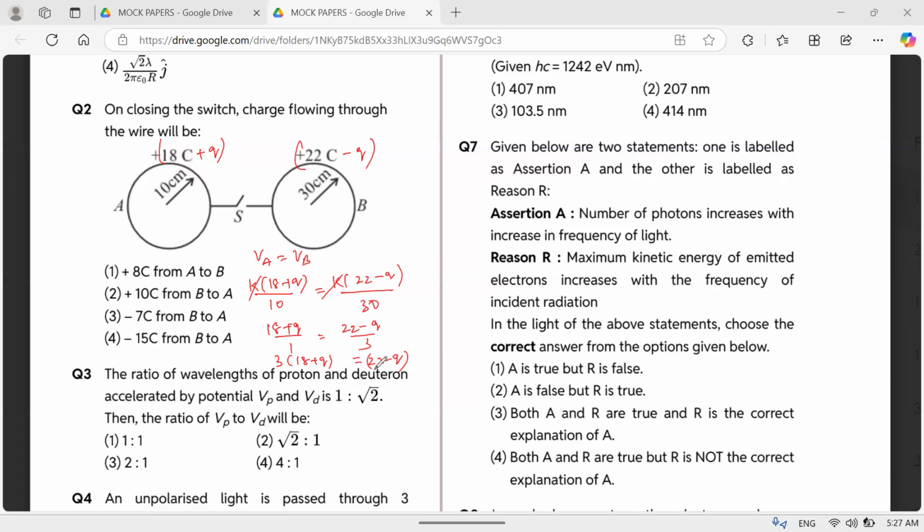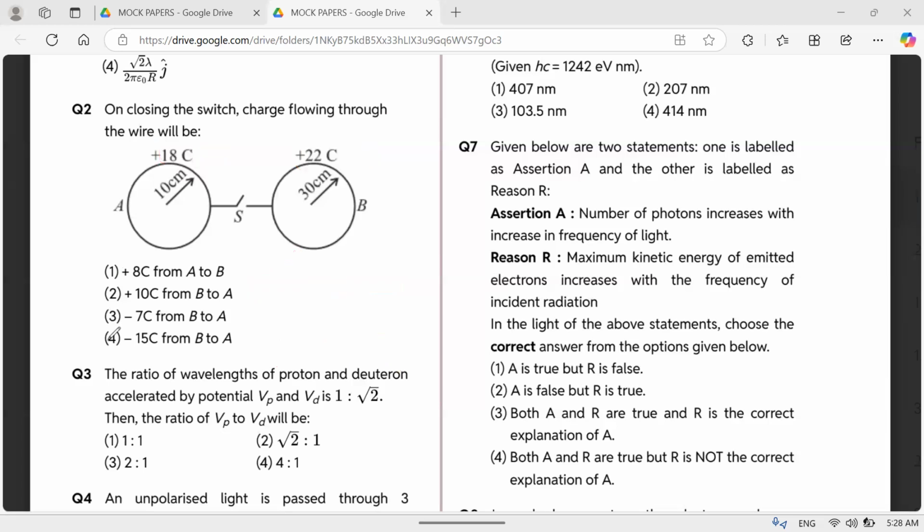First option. 8 coulomb from A to B, 10 coulomb from B to A. Got it with everyone?